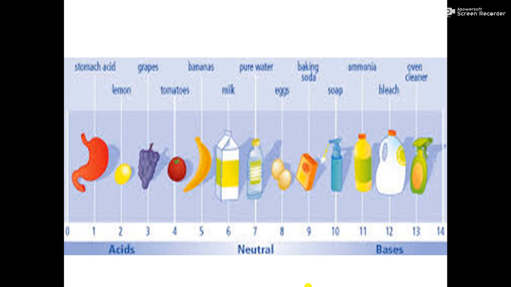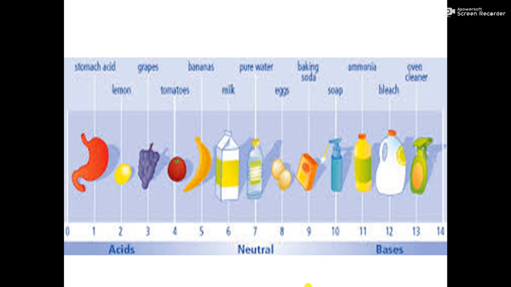Now come to my right hand side. If I ask you what is on number 12, then bleach. That means as we go in increasing order towards my right hand side, the strength of the bases also increases. I can say that bleach is a stronger base as compared to baking soda, right?